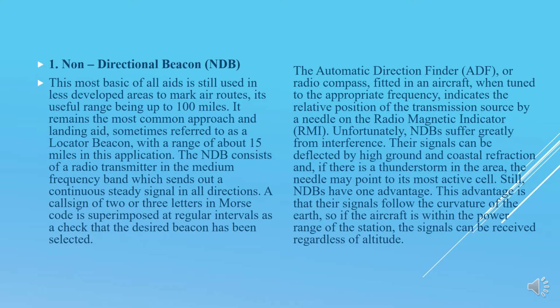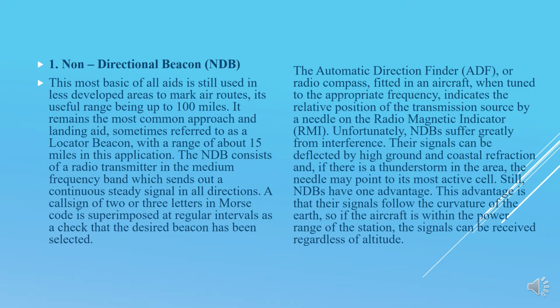The NDB consists of a radio transmitter in the medium frequency band, which sends out a continuous steady signal in all directions. A call sign of 2 or 3 letters in Morse code is superimposed at regular intervals as a check that the desired beacon has been selected. The automatic direction finder, or ADF, or radio compass, fitted in an aircraft when tuned to the appropriate frequency, indicates the relative position of the transmission source by a needle on the radio magnetic indicator, RMI.